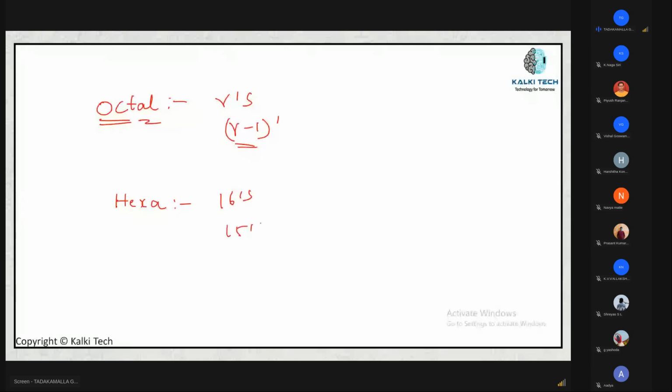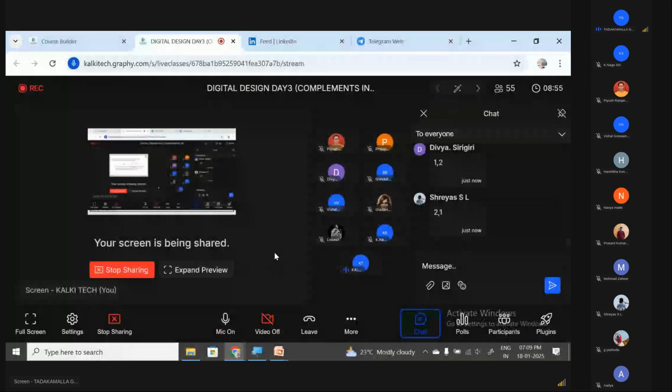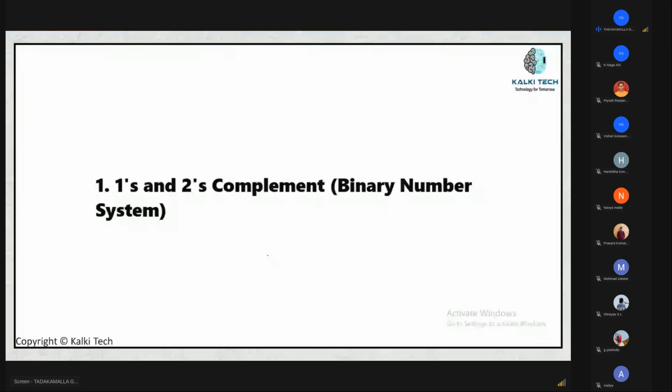Like this, for decimal we have tens and nines, and for binary we have two's complement and one's complement. So basically, we have two types of complements: R's complement and R minus one's complement. Now let us start with the one's and two's complement in the binary number system. For the binary number system, the radix or base is R equal to 2. That's why we have two types of complements: R minus one's complement and R's complement.